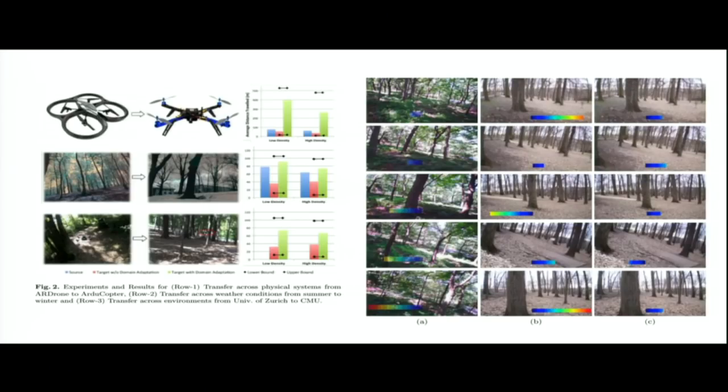The combinations of domains they consider are, I think, summer and winter, a forest in Switzerland and a forest in Pittsburgh, and then two different quadrotors. They consider these different conditions, and then they show that, yes, indeed, if you incorporate domain adaptation, you do get generalization even with small amounts of data from the target domain. So this is a neat combination of Dagger to handle the domain shift between training and test, and also this domain adaptation to handle the domain shift between the summer and the winter.